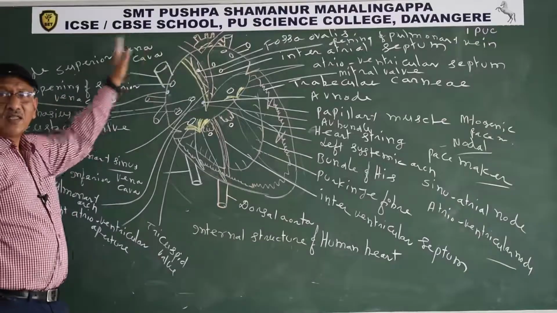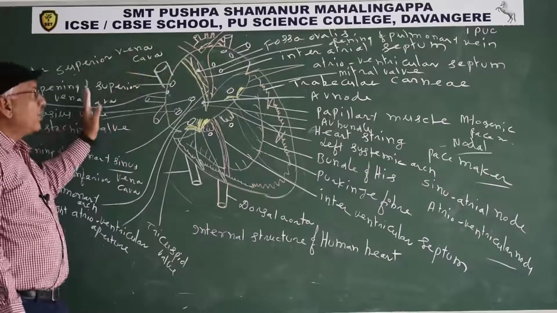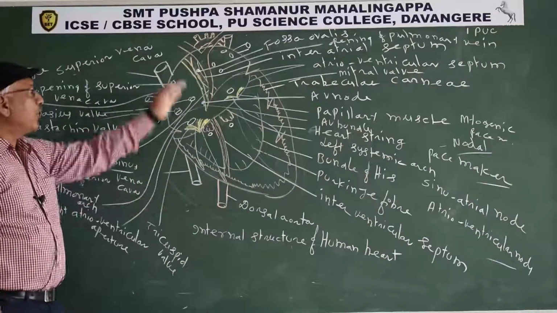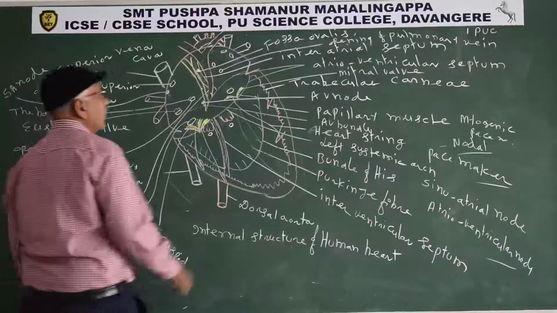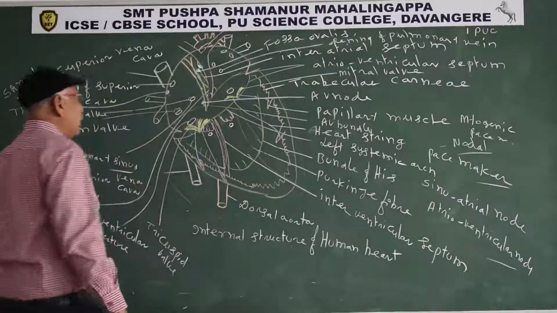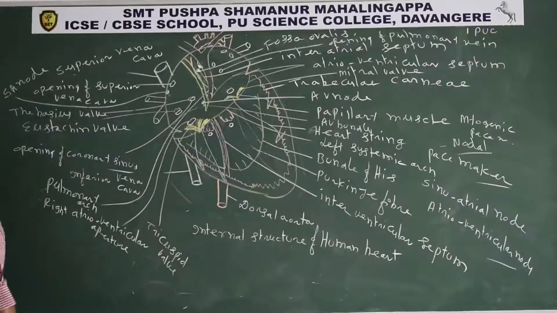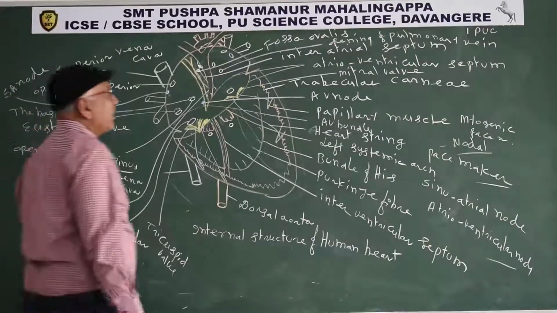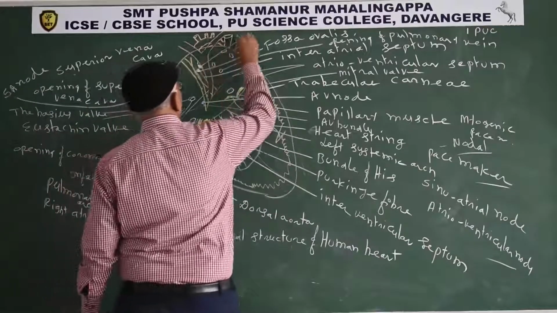The right pulmonary artery supplies deoxygenated blood to the right lung. The left pulmonary artery supplies deoxygenated blood to the left lung. The pulmonary arch and the left systemic arch are connected by a fibrous strand known as the ligamentum arteriosum.